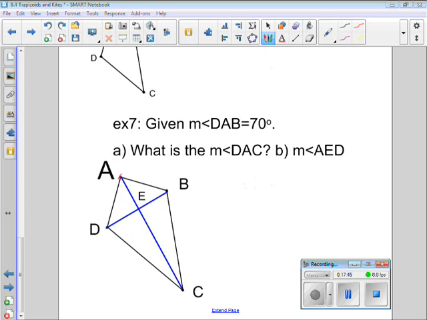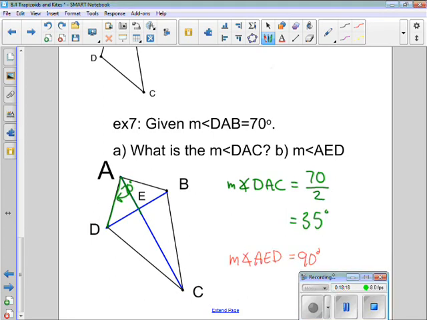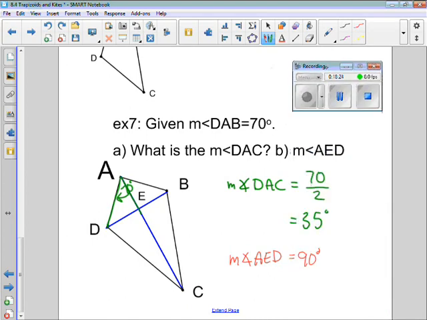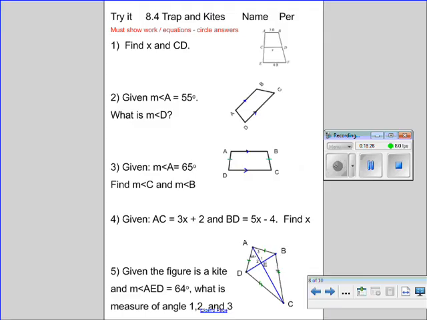All right, here's the last problem. Given DAB is 70 degrees, so we need to make sure that we know how to find that. DAB is 70 degrees. What is the measure of DAC and AED? Put me on pause. Come back. Well, DAC, which is this angle, is half of the other one because that's the angle that's being bisected by the diameter, or by the diagonal. So that ends up being 35. And then the other question is what is AED? That's an easier one. AED is equal to 90 degrees because the diameters or diagonals are perpendicular. Hopefully that totally made sense to you.